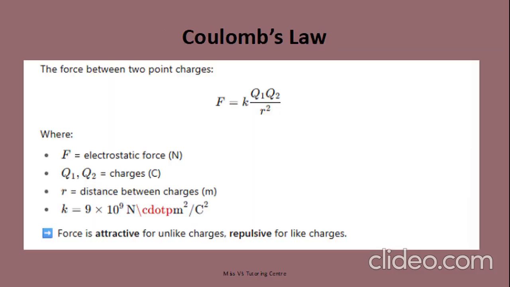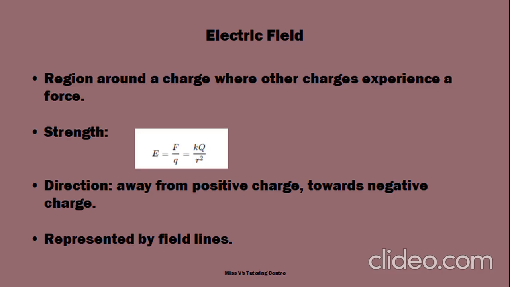Looking at Coulomb's law, this law tells us how strong the force is between two charges, and the formula is given there. Bigger charges equal a stronger force, and closer charges equal a stronger force. Farther apart equals a weaker force. K, which is 9 times 10 to the power of 9, is just a number scientists use to make the math work. Like charges push apart, unlike charges pull together.